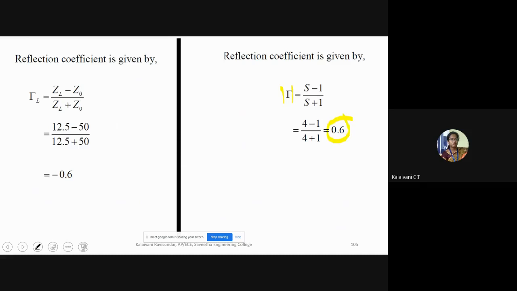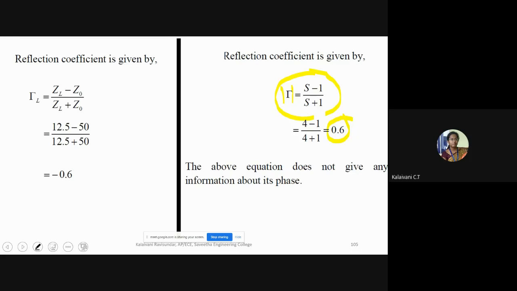So whenever the reflection coefficient is asked in your question, it is better to go with the formula ZL minus Z0, most probably. When data is not sufficient for ZL minus Z0, at that time prefer this formula. So only when we don't have sufficient data do we go for S minus 1. If we have sufficient data, then prefer ZL minus Z0 by ZL plus Z0.